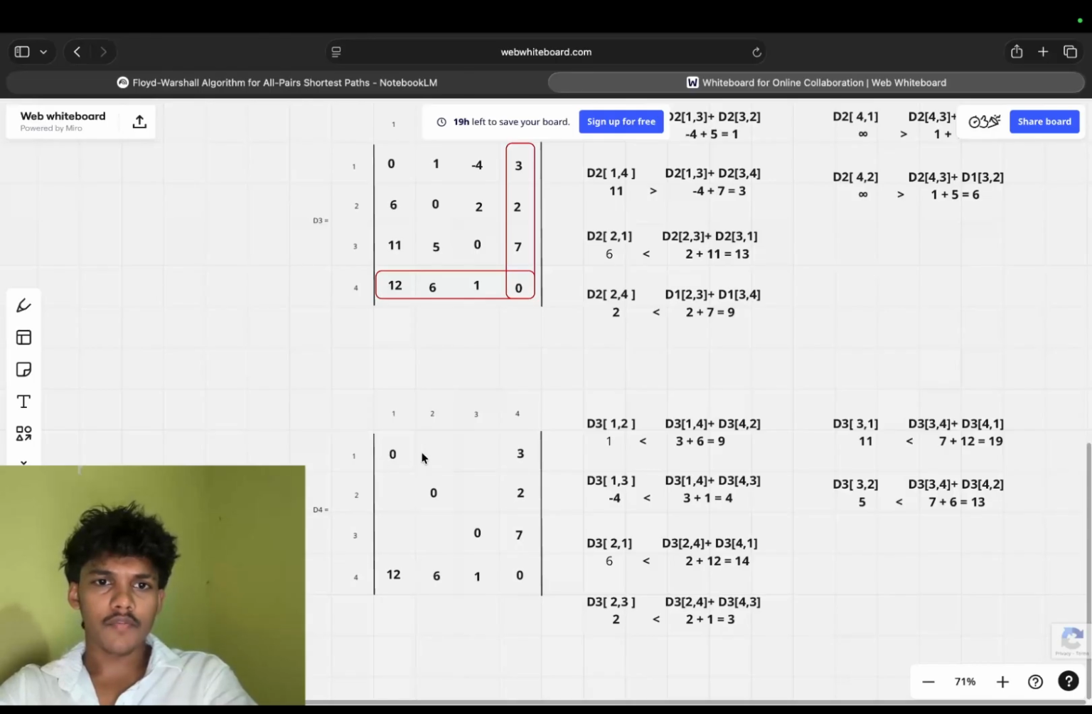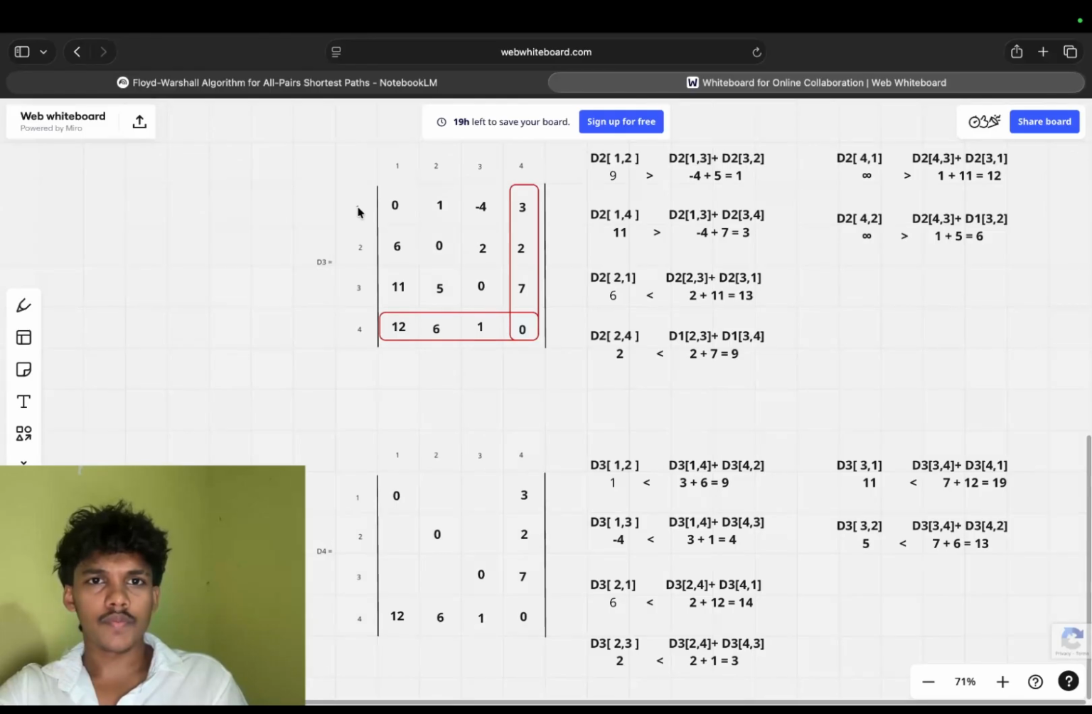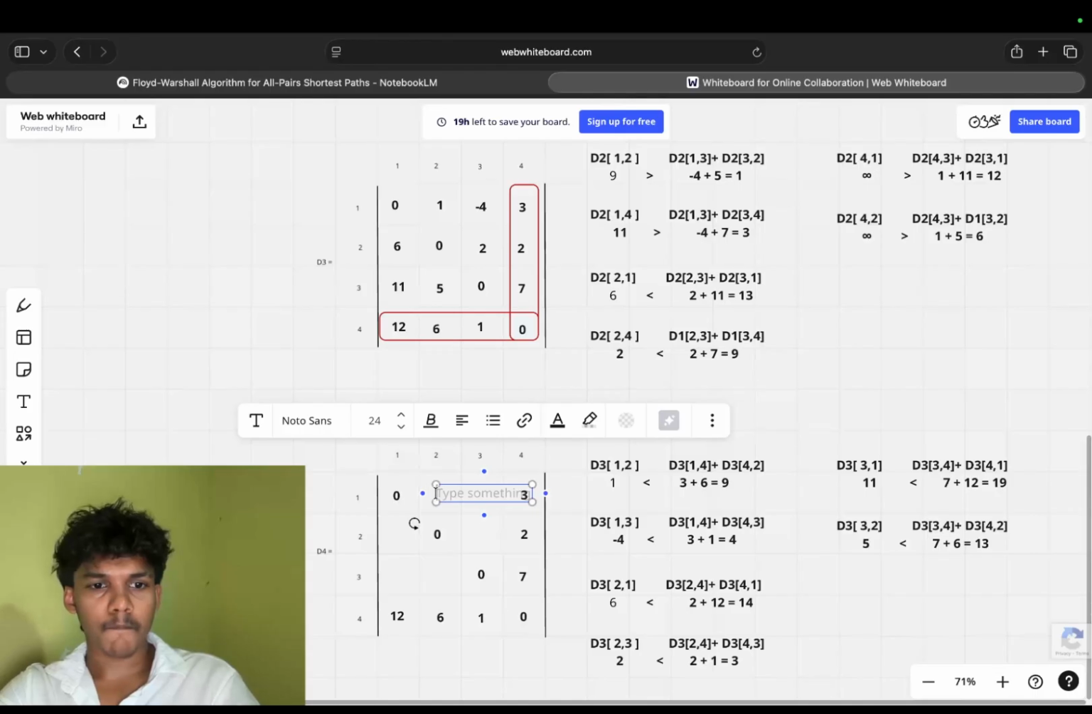Here first we have to find 1 to 2. 1 to 2 is 1. Our middle element is 4, so our path will be 1 to 4, then 4 to 2. 1 to 4 is 3, 4 to 2 is 6, which will give us 9, so 1 is less than 9. We will add 1 here.